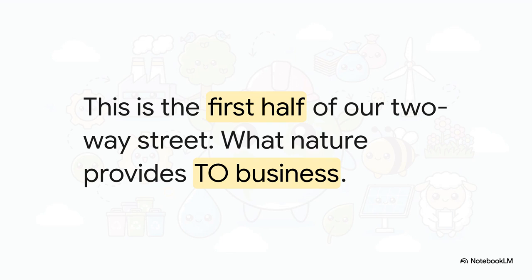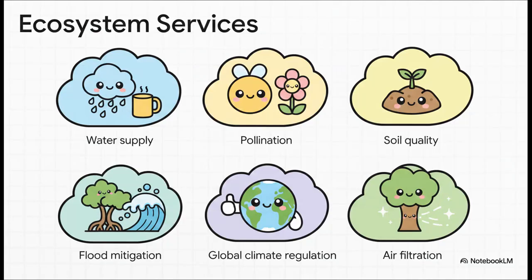So, back to our map. Let's grab our pen and draw the first arrow. It's going to flow from the ecosystem to the business. This shows nature providing those critical services. It's the first lane of traffic on our two-way street. And you know what? These services are literally everywhere. For that manufacturer we talked about, it's a constant supply of fresh water. For a farmer, it's pollination and healthy soil. If you're building on the coast, it might be the mangroves that are protecting you from floods. It just goes to show how deeply businesses rely on a healthy, functioning planet.